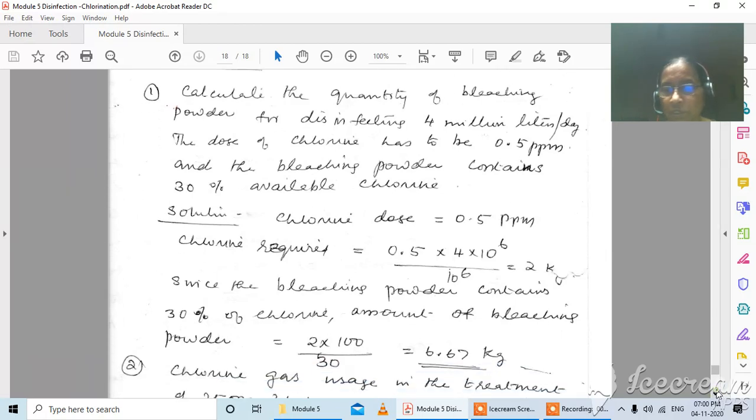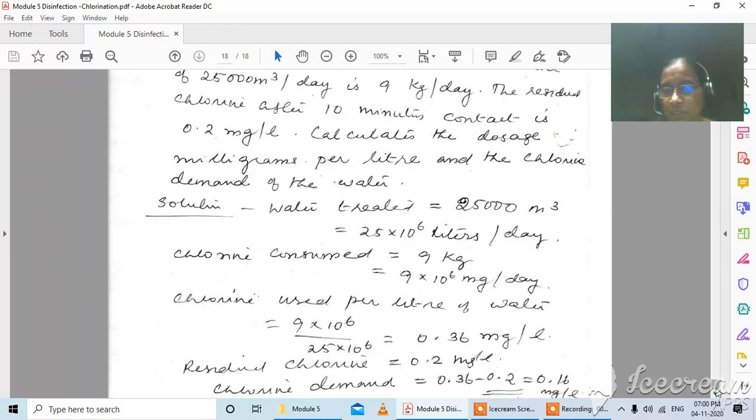And the second question, it is again simple, that is how much chlorine is required or how much chlorine is consumed. Then what is the chlorine demand per milligram per liter, that is 0.36 milligram per liter, that is the chlorine dose, and residual chlorine is 0.2, so chlorine demand is 0.36 minus 0.2, that is 0.16 milligram per liter. That is a simple question.